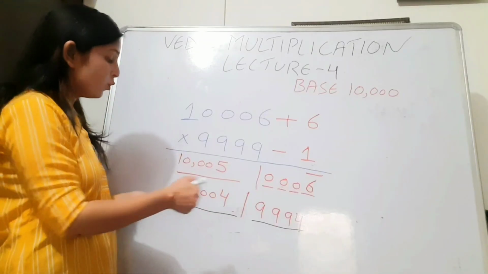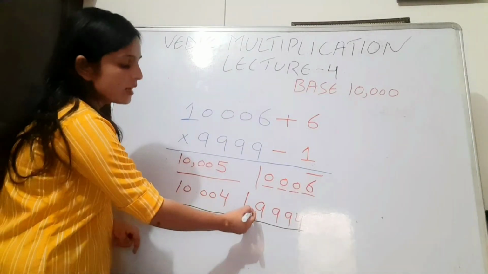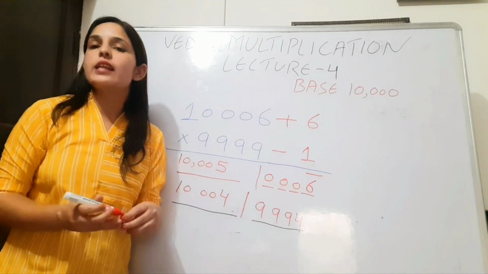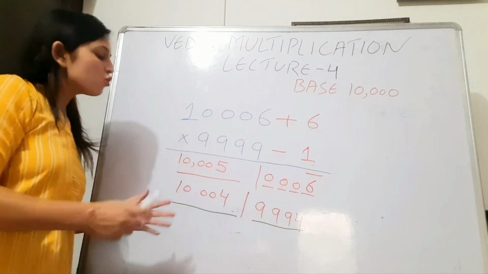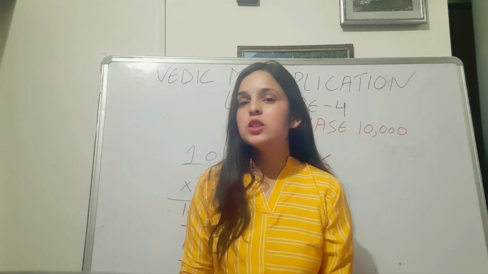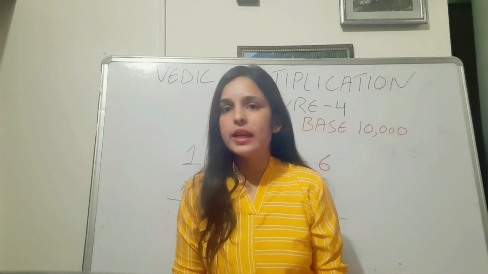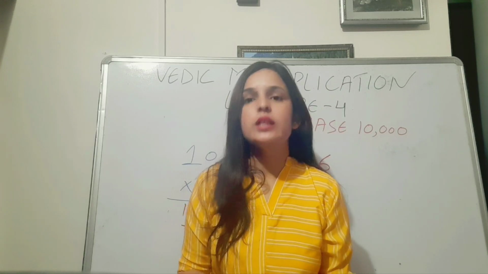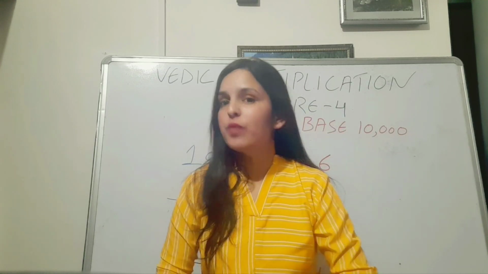If you want to read this, it would be 10,49,994. So this much question's answer you got in only about 10 seconds. So in this way you can solve the product of large numbers very easily if they are close to 100, 1,000, 10,000 or even 1 lakh.